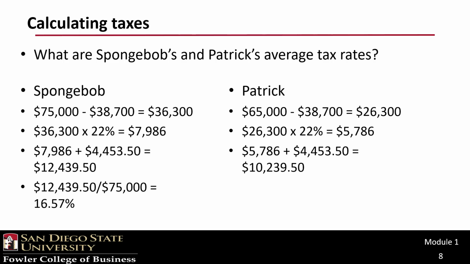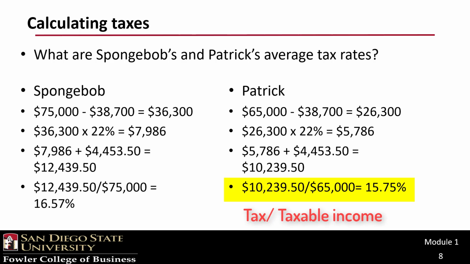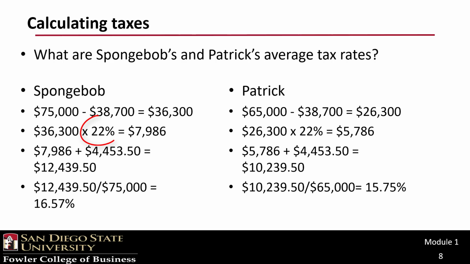Patrick, here's the recalculation of his. We divide his by the $65,000 of taxable income. We can see his average tax rate is 15.75%. So average tax rate is a good way of capturing what's the average tax you pay on every dollar you earn. And that's a better explanation than picking, for example, the tax bracket that they're in. It certainly wouldn't be fair to describe SpongeBob's tax as 22% because it's simply not 22%.